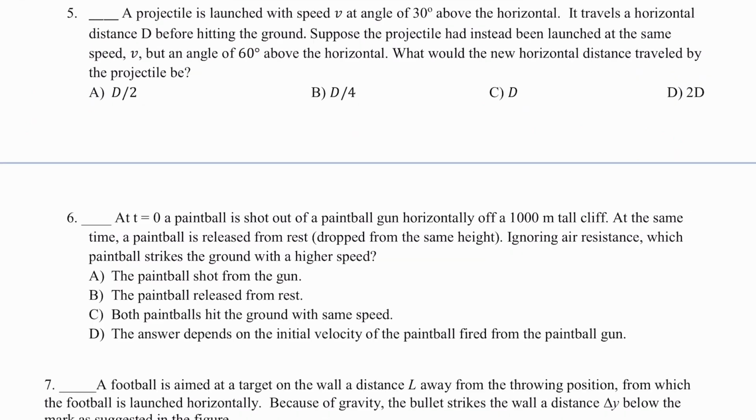Number 5 reads, a projectile is launched with speed v at an angle 30 degrees above the horizontal. It travels a horizontal distance d before hitting the ground.